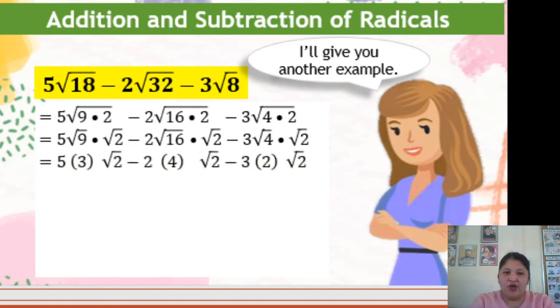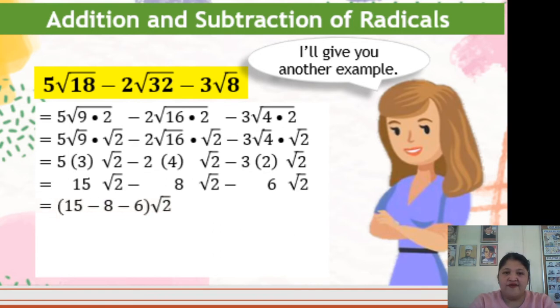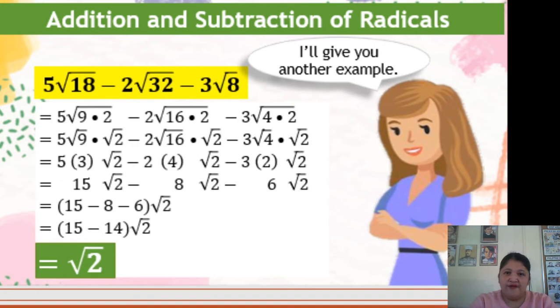Okay, and then next we have 5 times 3, square root of 2, minus 2, so square root of 16 is 4, so square root of 2, minus 3, the square root of 4 is 2, the square root of 2. Then we have now 5 times 3 is 15, square root of 2, minus 4 times 2 is 8, and square root of 2 again, minus 3 times 2 is 6, then square root of 2. Then, we have now 15 minus 8 minus 6 is 1 square root of 2. So, our final answer would be square root of 2. Easy? Yes, easy. Okay.